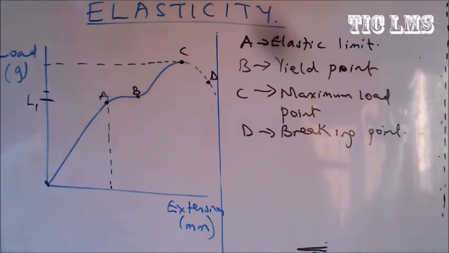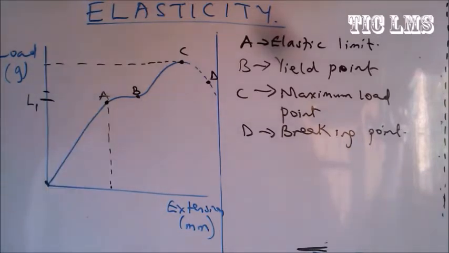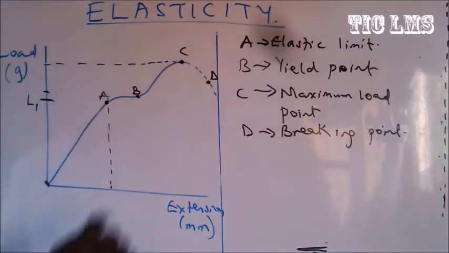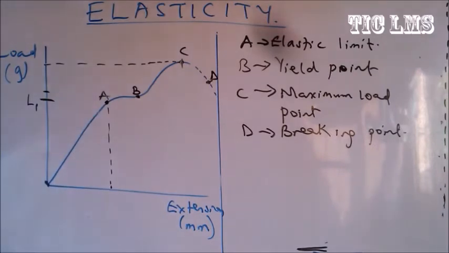But between A and B, when the load is increased beyond the L1, you find out that the spring stretches permanently and it does not return to its original length. So when the load is continually increased, we keep on having this, and then between C and D, what happens is that the wire will cut because the load has become too heavy. So all the way from A to D, the wire will lose its elasticity.